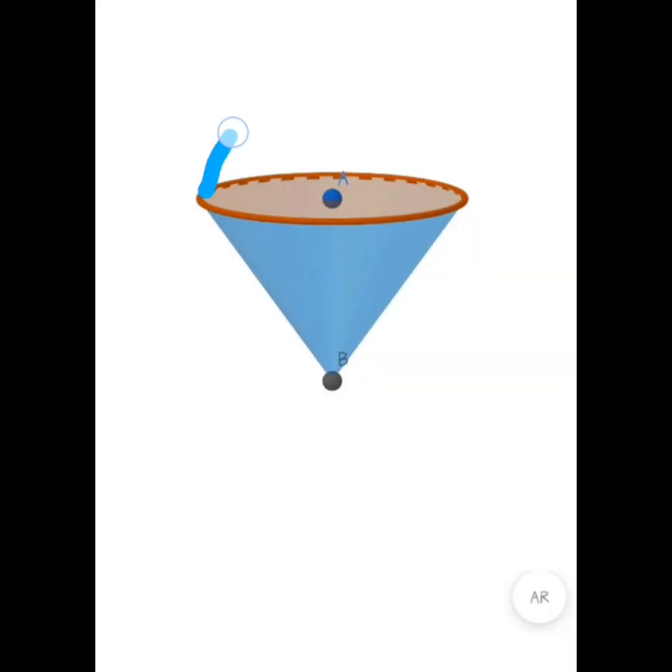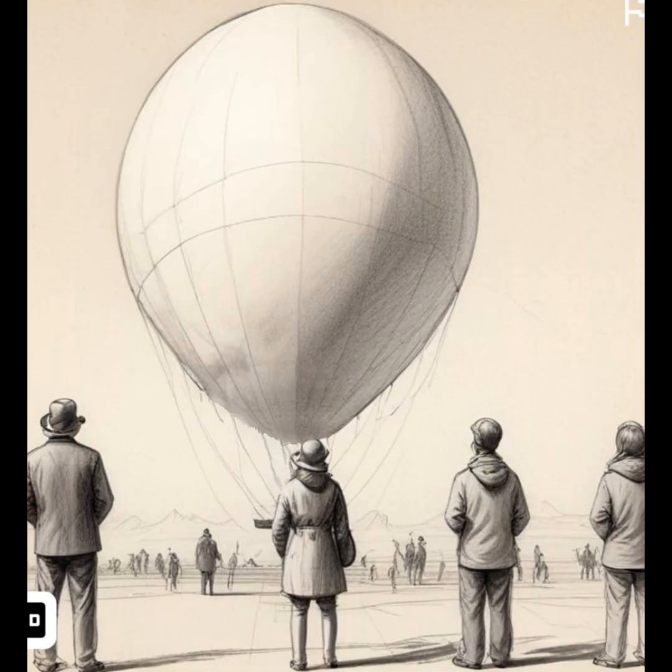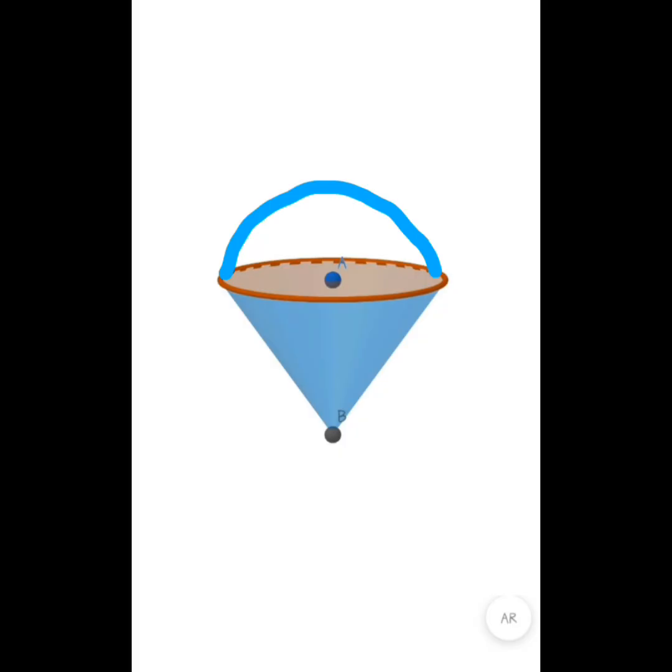These balloons had to be inflated by a pump. The amount of gas to be filled in the balloons will be equal to the volume of the balloon. To find the volume of the balloon, we need to consider its shape and size. Total volume of the balloon will be equal to volume of cone plus volume of hemisphere.